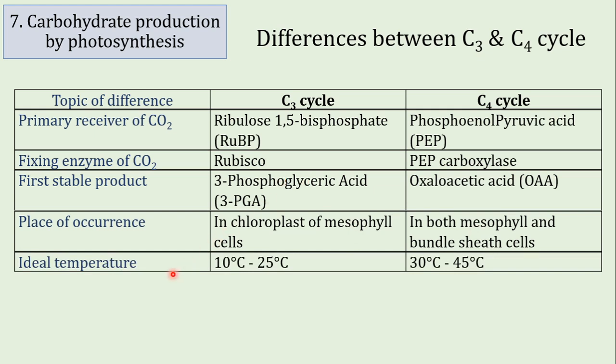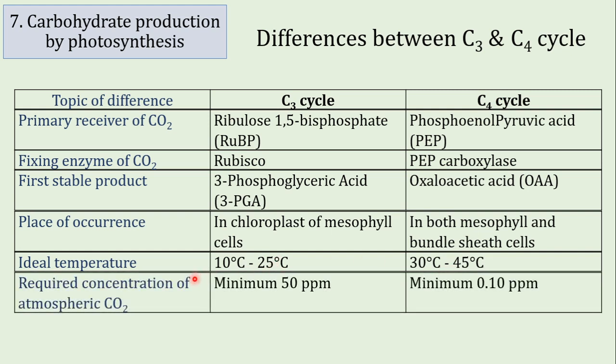The ideal temperature to operate the C3 cycle lies between 10 degrees Celsius to 25 degrees Celsius, while the ideal temperature of C4 cycle lies between 30 degrees Celsius to 45 degrees Celsius. The minimum carbon dioxide concentration to operate the C3 cycle is 50 ppm, parts per million, while the C4 cycle can run even at very low concentration. The C4 cycle can run at minimum 0.1 ppm concentration.